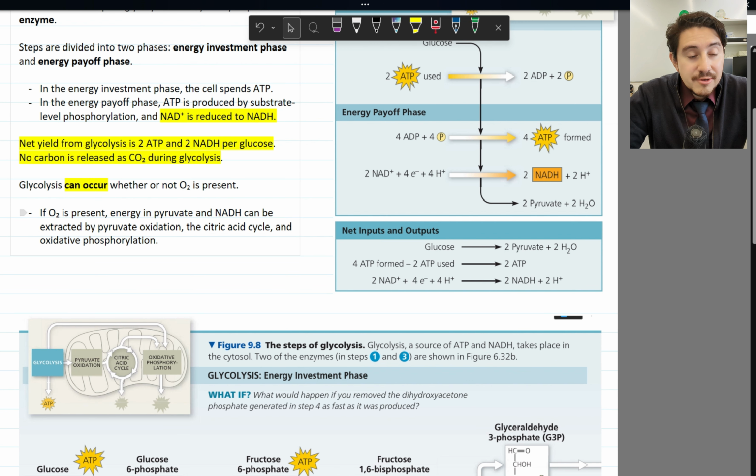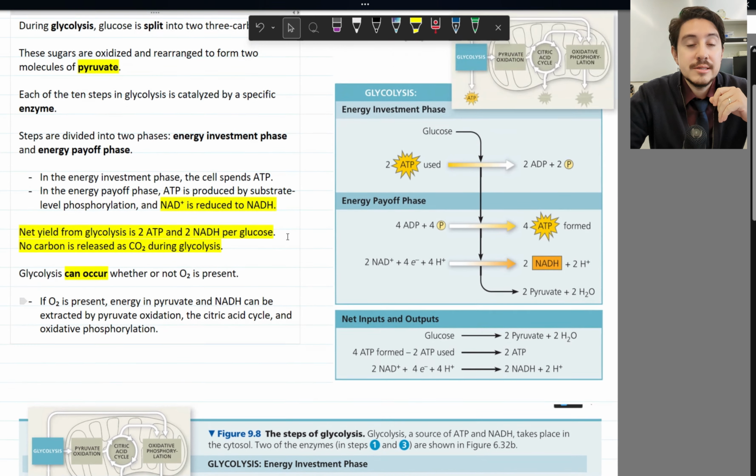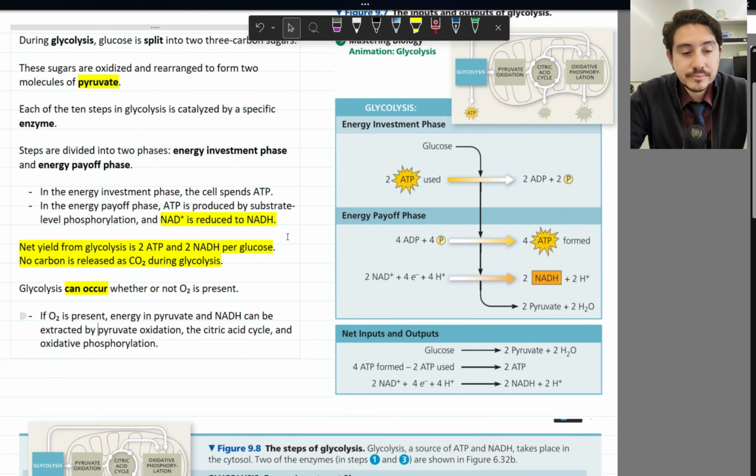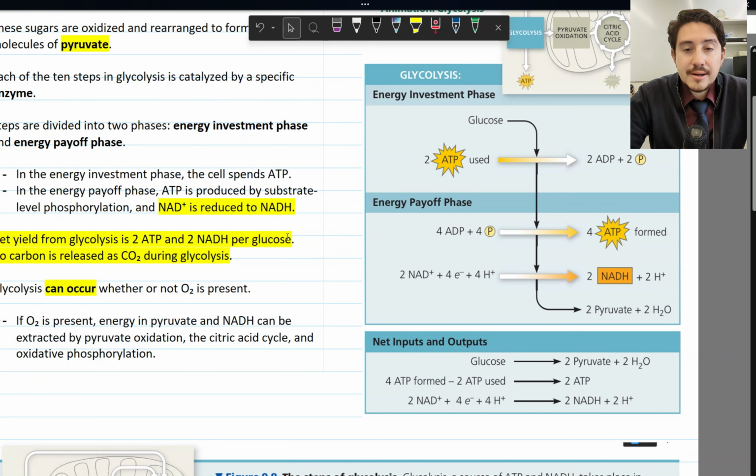If oxygen is present, then the energy in pyruvate and NADH can be extracted by pyruvate oxidation, the citric acid cycle, and oxidative phosphorylation, basically the mitochondria. If oxygen is not present, then glycolysis will occur and then be followed by fermentation, as we're going to see in the later sections. Just a brief summary of glycolysis.